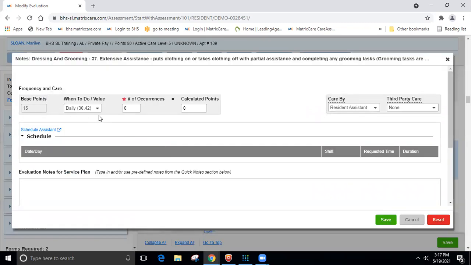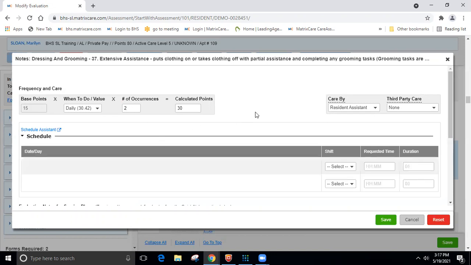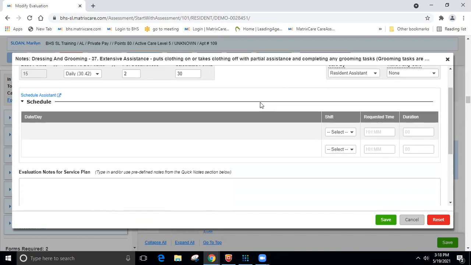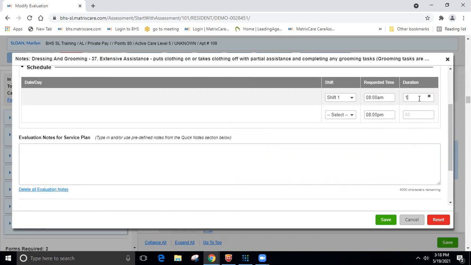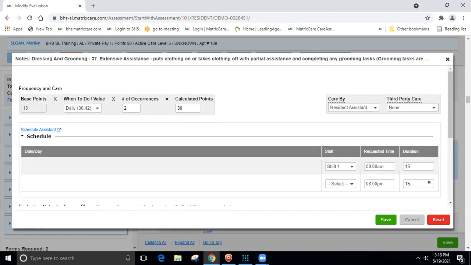We have base points of 15. It is a daily service. We're gonna put it twice a day. It will calculate the points as soon as I click off the square, care by resident assistant. I may put a shift in or I may put a time in. I prefer times. If I do, I can bypass the shifts. And this is a 15-minute service. And I know that because my base points is 15. If I felt like this person, who maybe has Parkinson's, needed more time, I could change this to a 40-minute service, 40 points, and put 20 and 20.